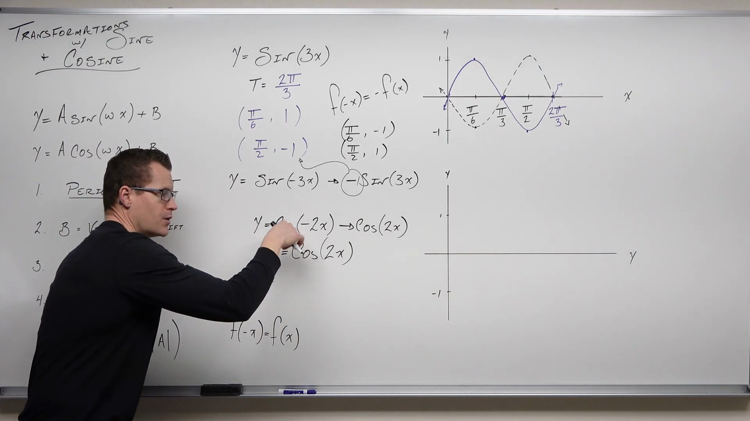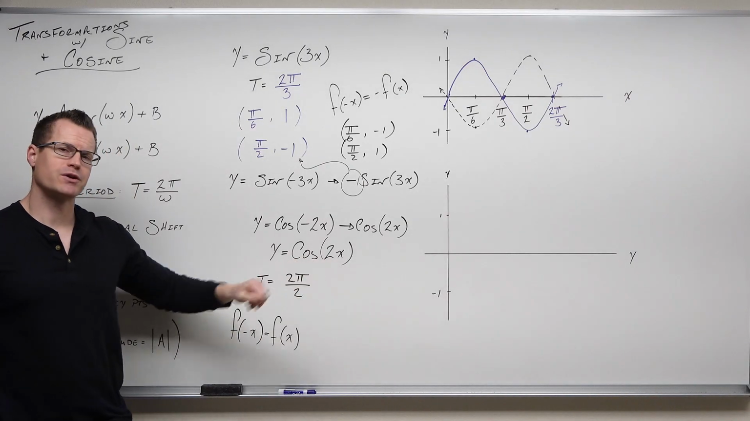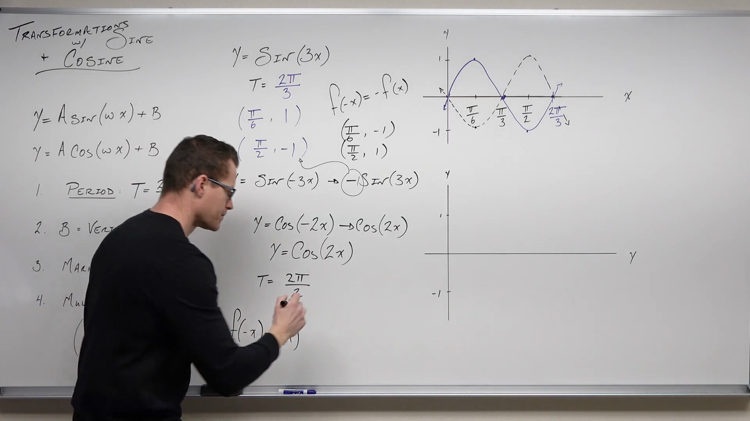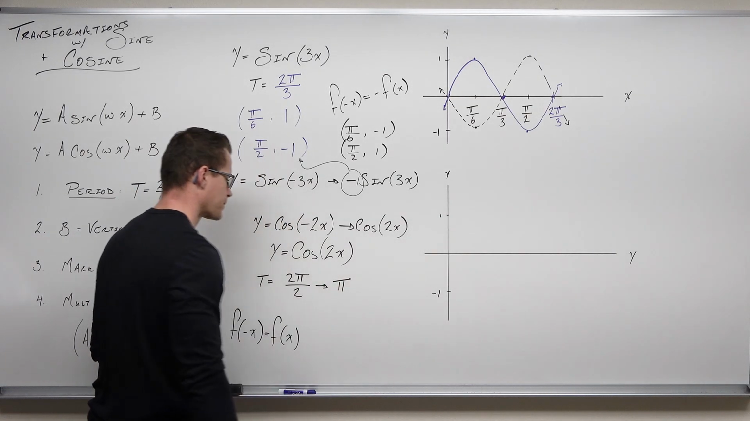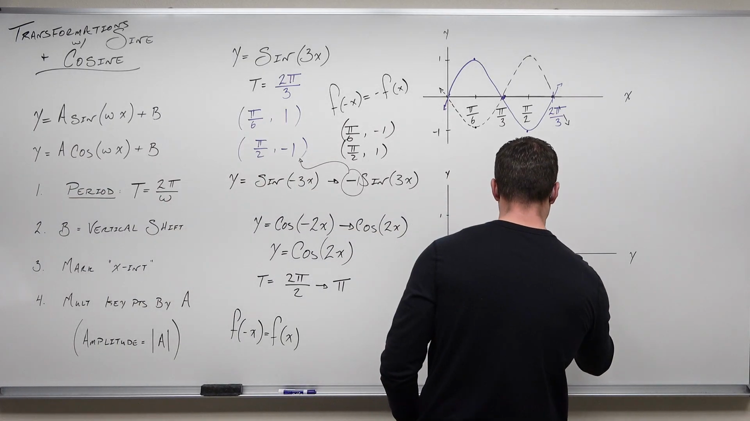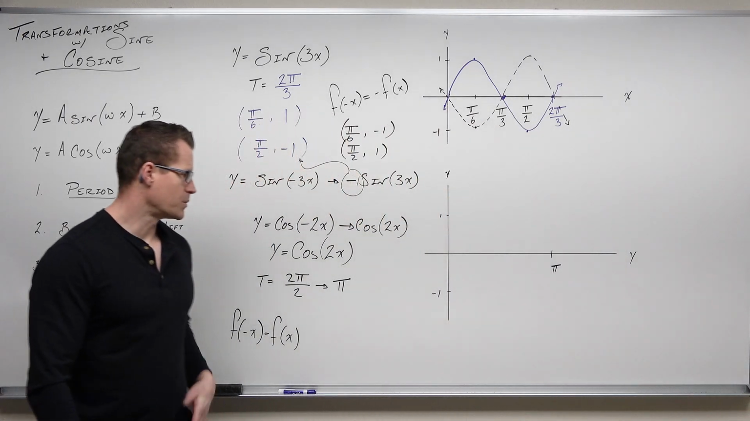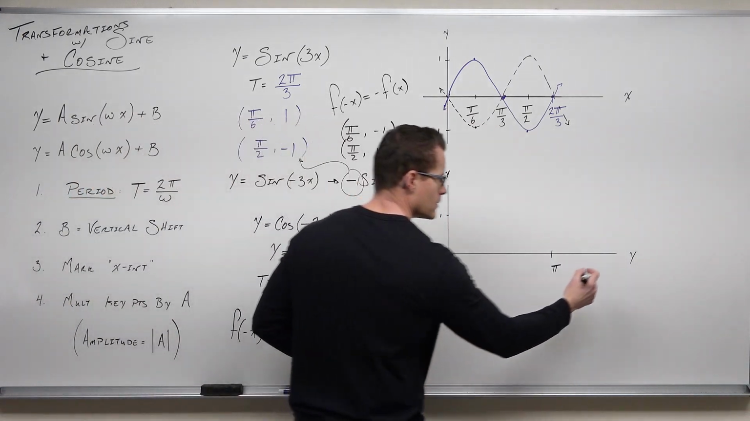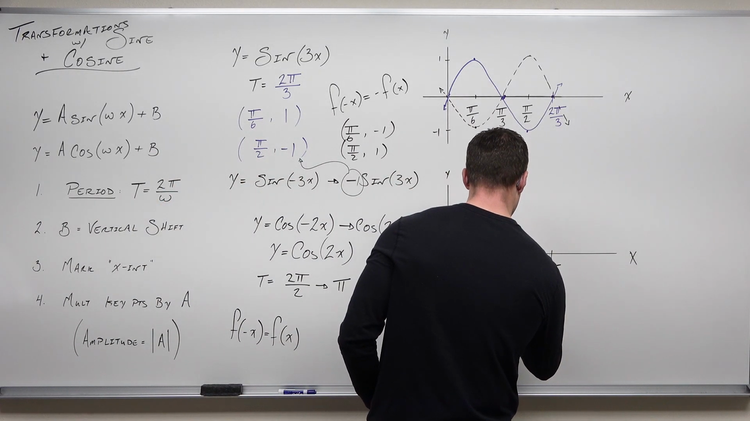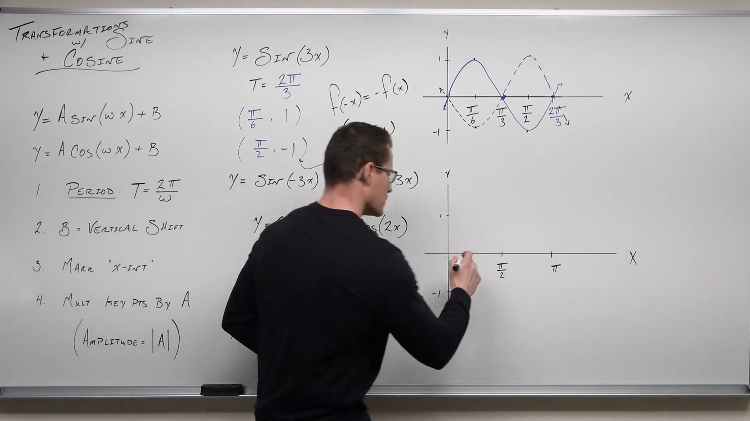Period always takes the period of your trig function and divides it by whatever your coefficient of your x is, whatever's inside that parentheses. In this case, it's going to shrink it. So our period is pi. Draw the pi. So we put the period on our graph first. We cut it in half. We cut it in half again for the first quarter.